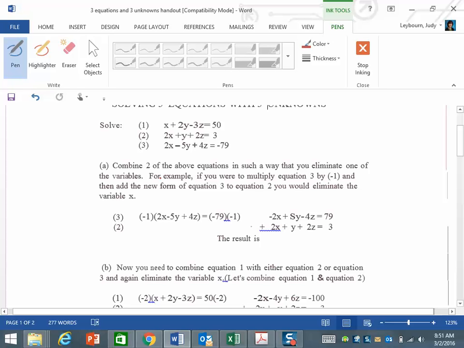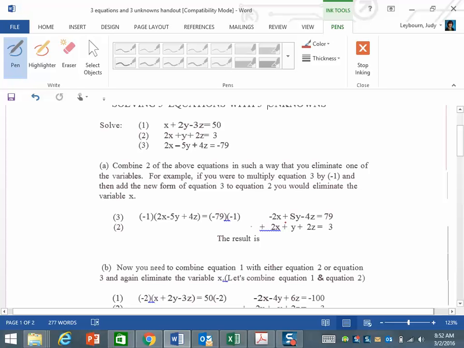I've decided to use equations 3 and 2, and you notice I've labeled them, so you will want to do the same thing as you do your work, so I know which equations you're working with. So if I take equation 3 and multiply it by -1, I will get what I have over here on the left. And I'm sorry, this is a 5.